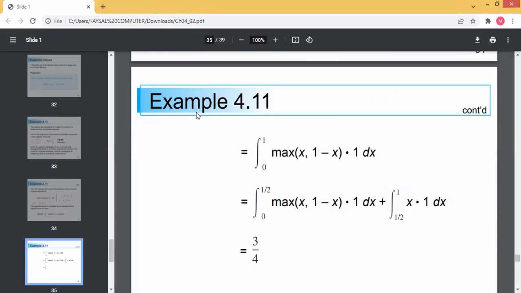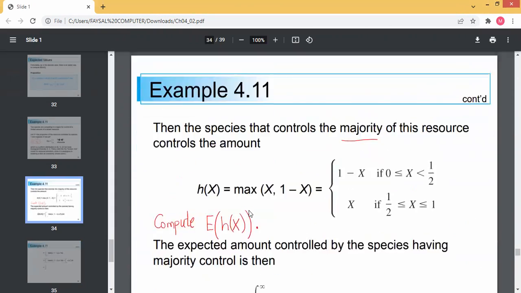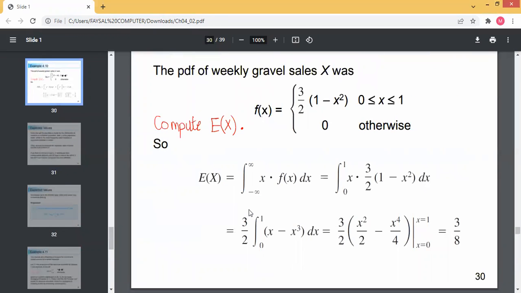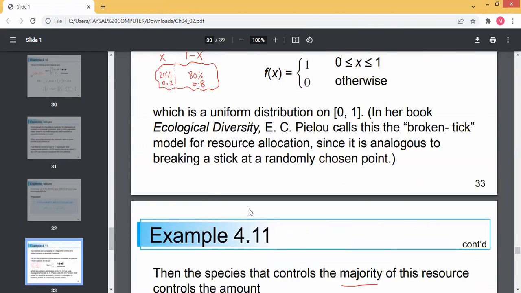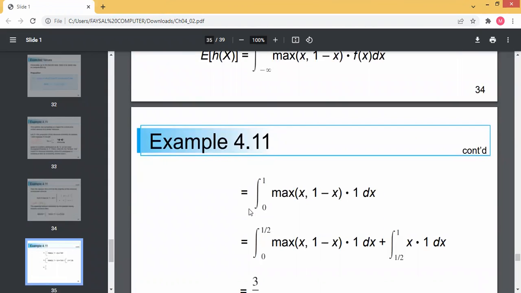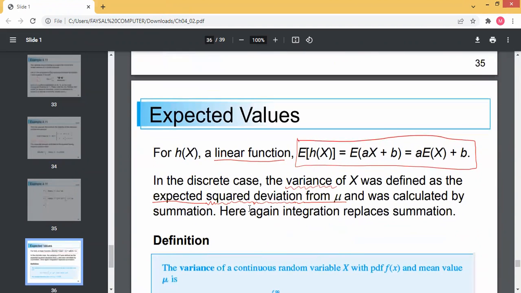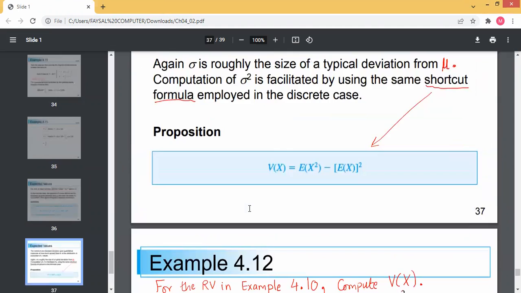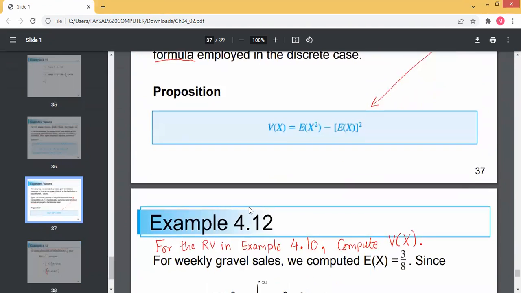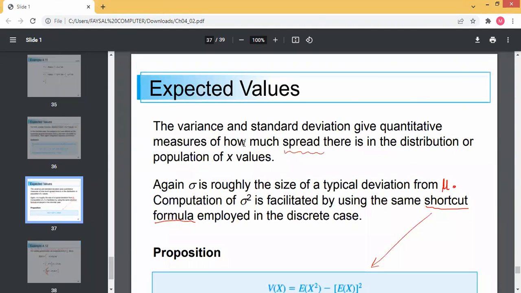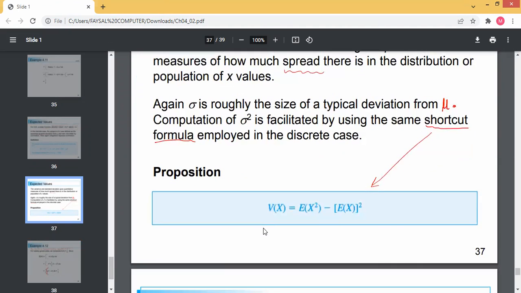Now for the first value, I have found that the first integral equals 3 upon 8. And the second integral equals 3 upon 4 respectively. Okay, now this is the shortcut formula to find the variance in the discrete case.